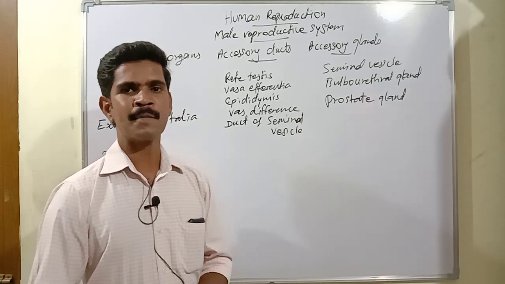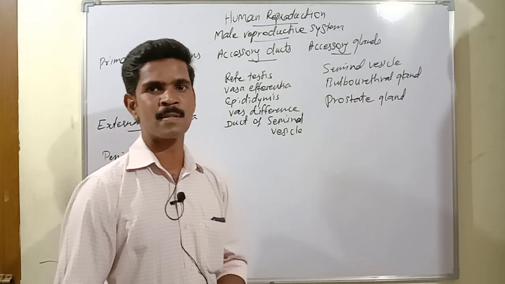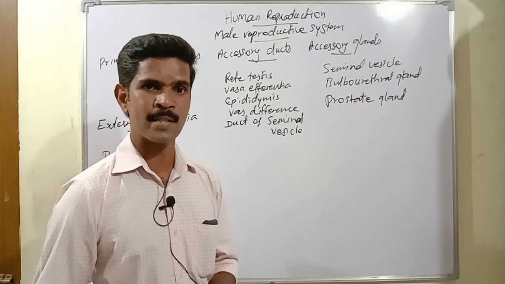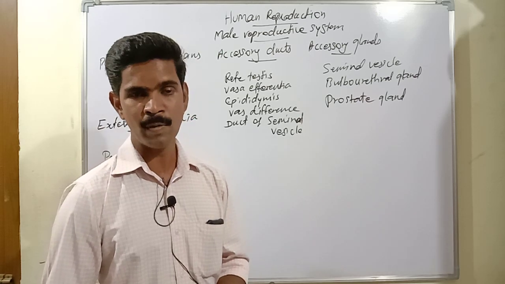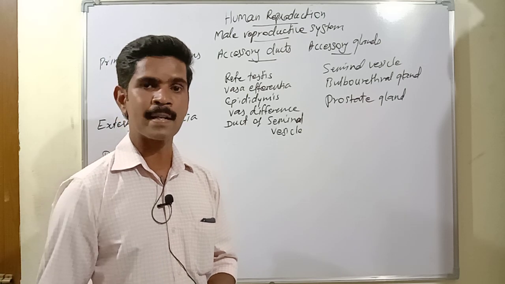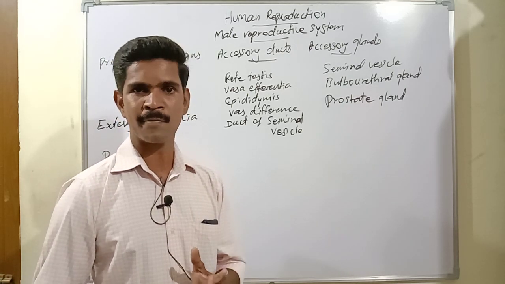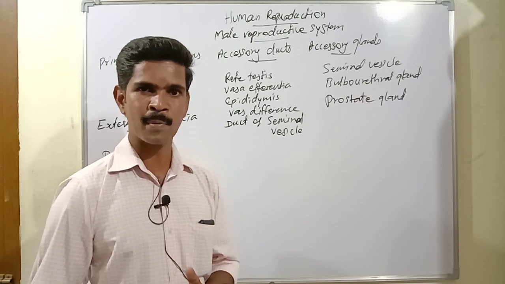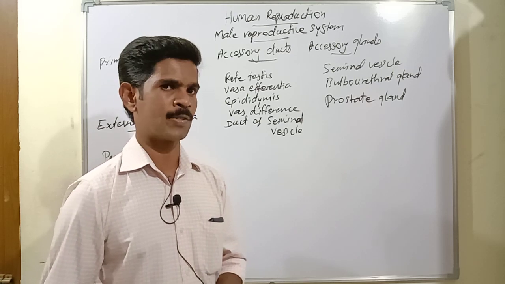And the second important function of the male reproductive system is the production of the male sex hormone testosterone. Testosterone is a very important male sex hormone. This hormone is produced by some organs present in our male reproductive system. So the two functions I said: the first major function is production of the male sex cell, and the second is production of the male sex hormone testosterone.